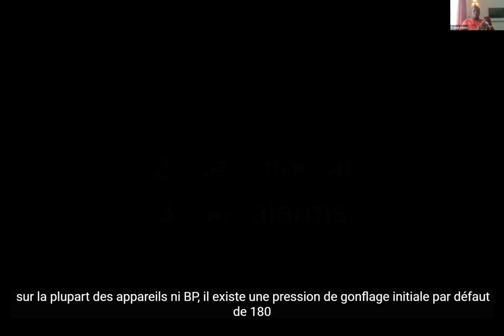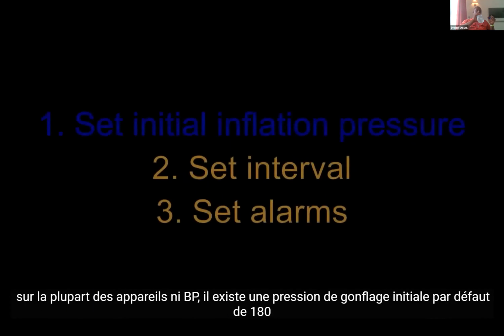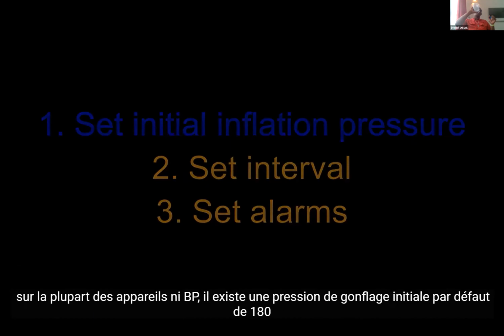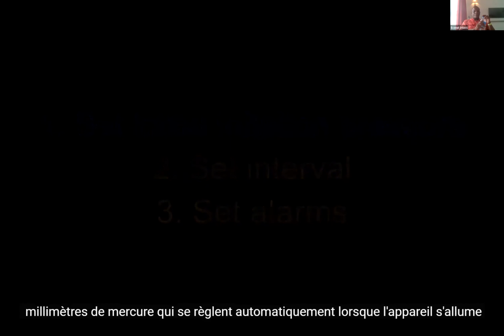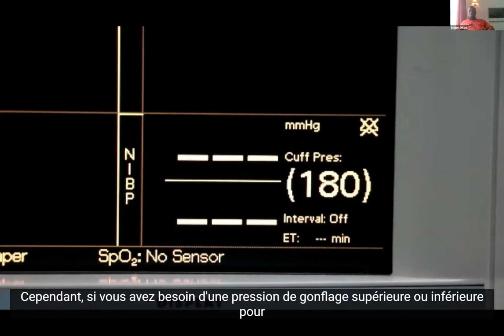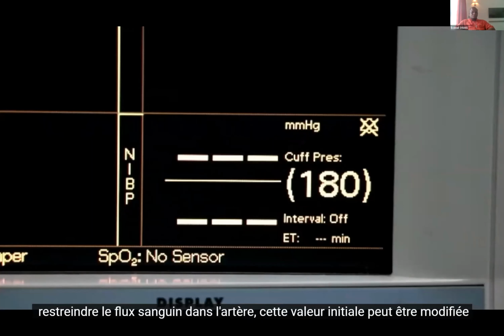On most NIBP devices, there is a default initial inflation pressure of 180 millimeters of mercury, which is set automatically when the device turns on. However, if you require a higher or lower inflation pressure to adequately restrict blood flow through the artery, then this initial value can be changed.